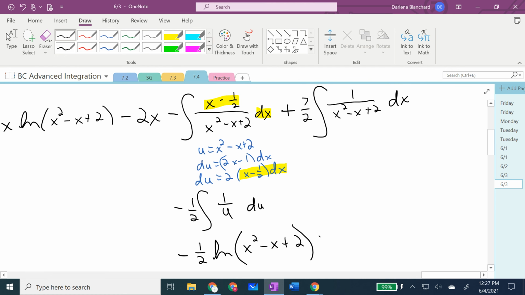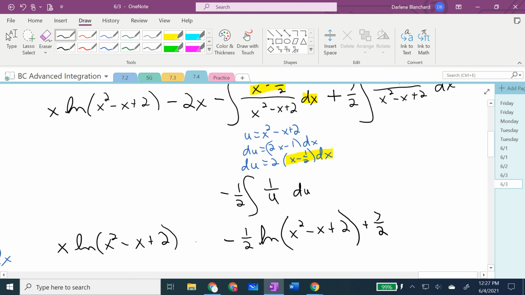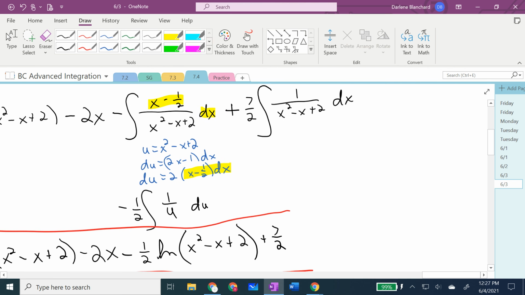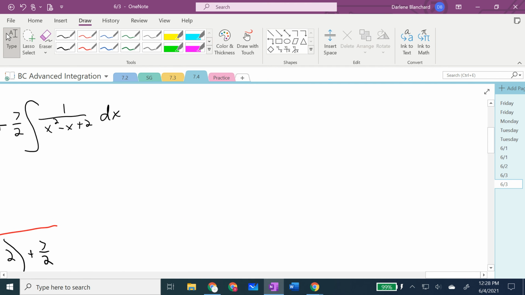And then over here I've got a plus 7/2, and I'm going to write this down here just to be ready to say the answer. And now it's time for trig substitution. But wait, I don't have a sum or difference of squares. Oh no, what does that mean I have to do?